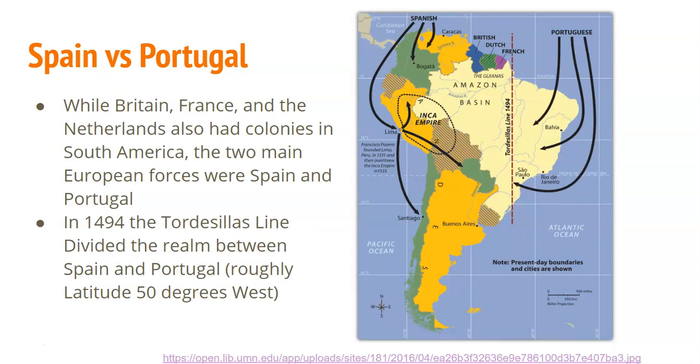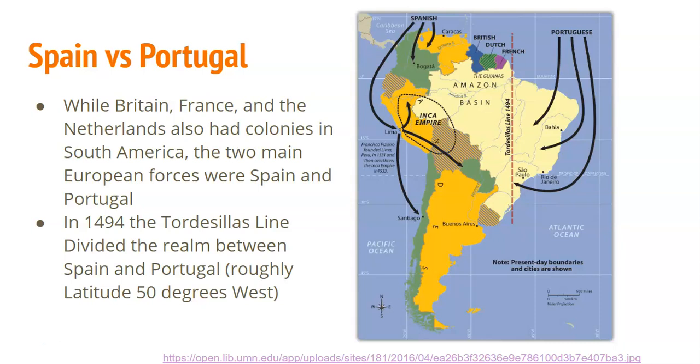Okay, so finally, in 1494, the Tordesillas line was created, and that's going to be this line right here. It's roughly around 50 degrees west, and it cut the Spanish portion of South America off from the Portuguese portion of South America. And to this day, you can see the modern day state boundaries illustrated here.